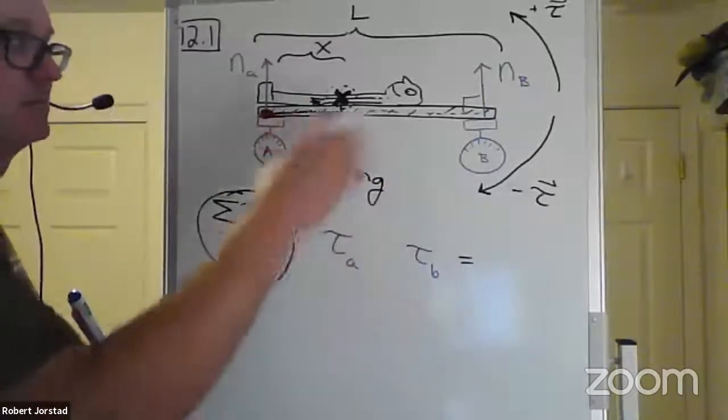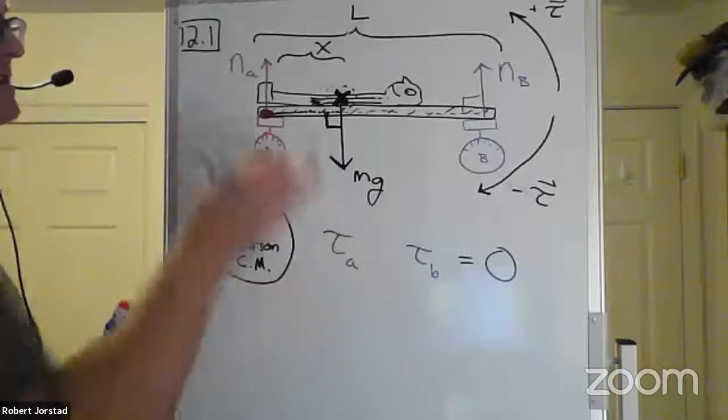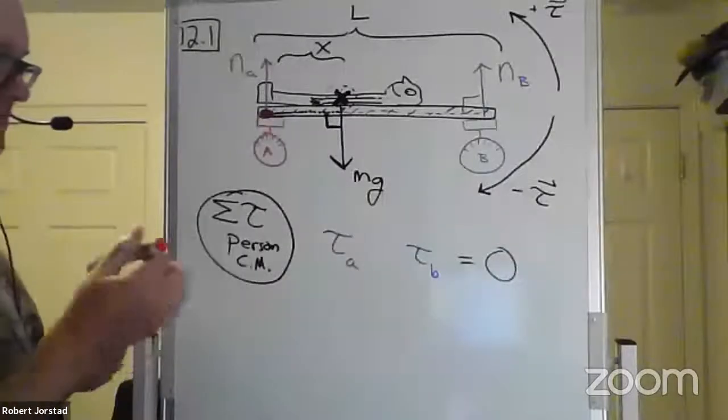In a statics problem, what is true about the sum of torques? They're going to add up to 0. Which one is positive and negative according to the coordinate system you chose? So, okay, I'm going to guess A is going to be negative and B is going to be positive. You're right.